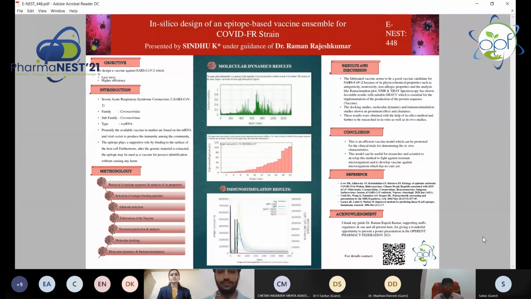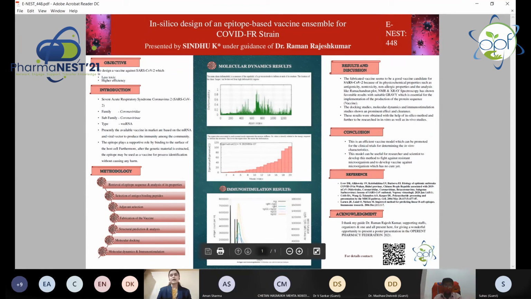The first step of the methodology is retrieval of the epitope sequence. We retrieve the epitope sequence from the protein data bank, and this epitope sequence is analyzed for properties like antigenicity, non-toxicity, and non-allergic properties. Then this epitope sequence is further studied for the atomic formula, number of amino acids, theoretical pI, negative residues, positive residues, instability index, aliphatic index, hydropathicity, and antigenicity.